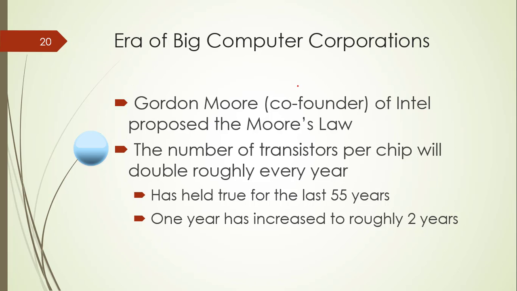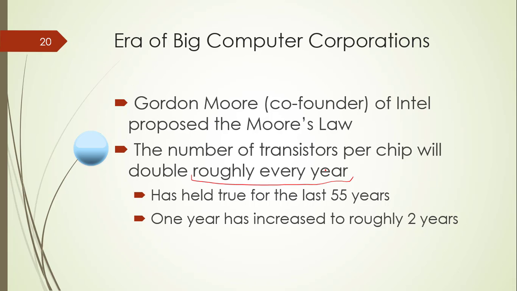So where were we? In 1961, Gordon Moore, the co-founder of Intel, proposed Moore's law. So here is what he said. He said that transistors will determine the evolution of computer technology, and furthermore, the number of transistors per chip will double roughly every year. That's what he said in 1960.